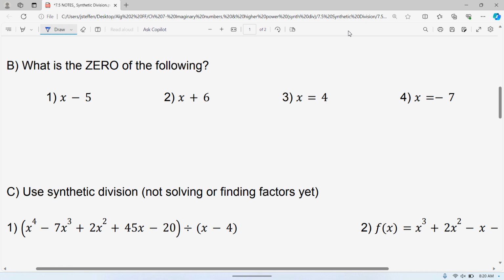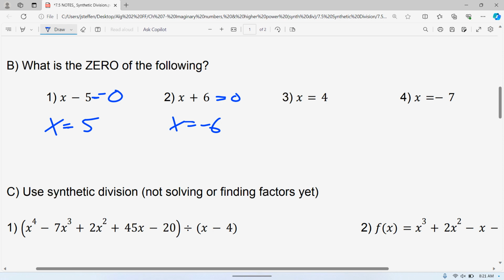So what is the zero of x minus 5? The zero is just 5. So here, if you imagine that being equal to 0, again, that's why they're called zeros. 5. Next one. That is negative 6. Again, you need to put it equal to 0, subtract 6 from both sides. That's what we get for the zero.